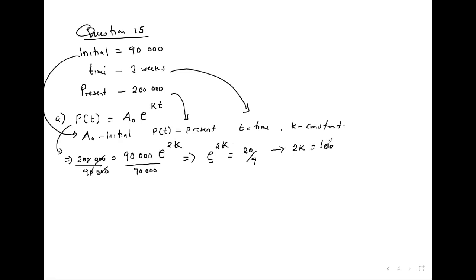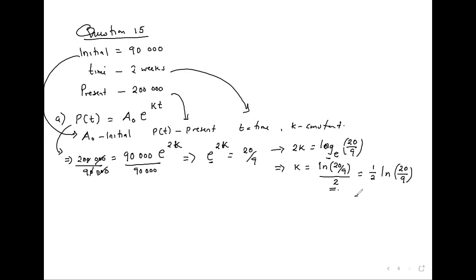Okay, it's going to be log E of 20/9, implying that K is equal to ln 20/9 divided by 2. That is the constant K, which, if you want, you can rewrite as 1/2 ln 20/9.